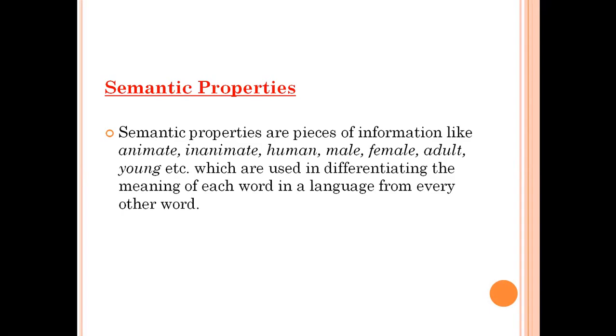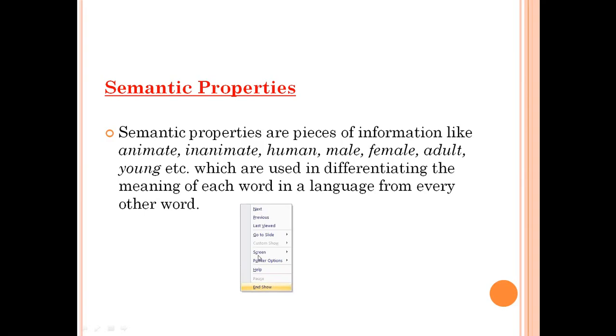Okay, then animal versus human, and humans are male and female, bipolar opposition, male versus female, adult versus young. And these properties, these pieces of information are used in differentiating the meaning of each word in a language from every other word.